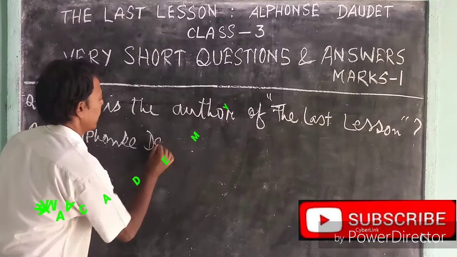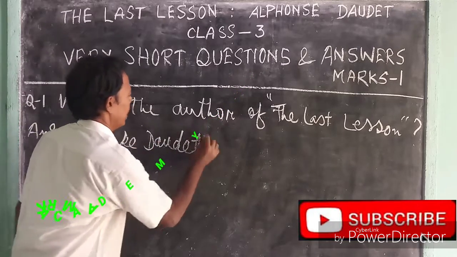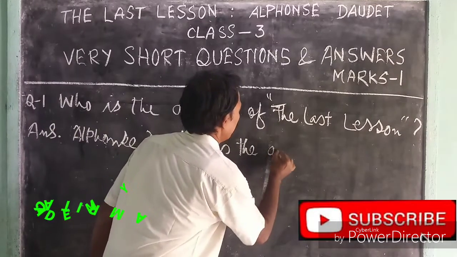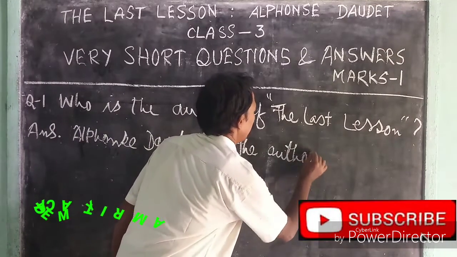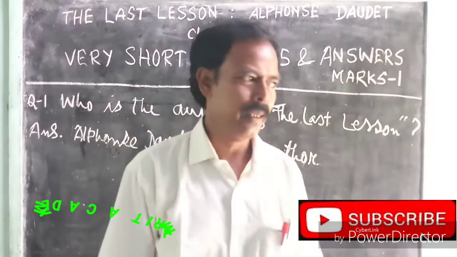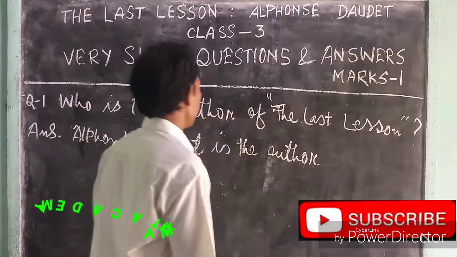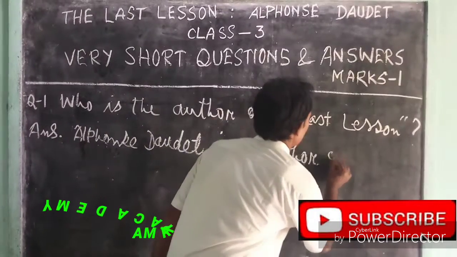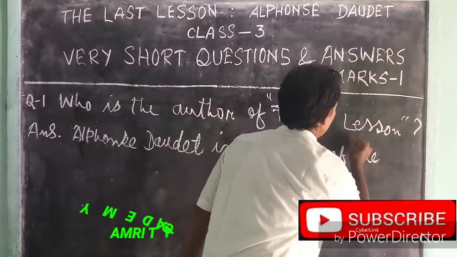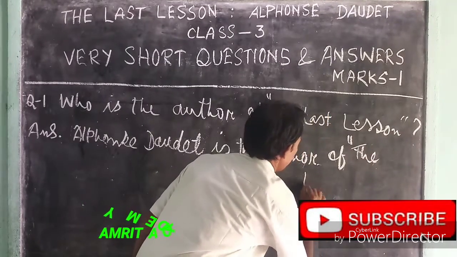Alphonse Daudet is the author. If the question says writer, we write writer. Alphonse Daudet is the author of The Last Lesson.